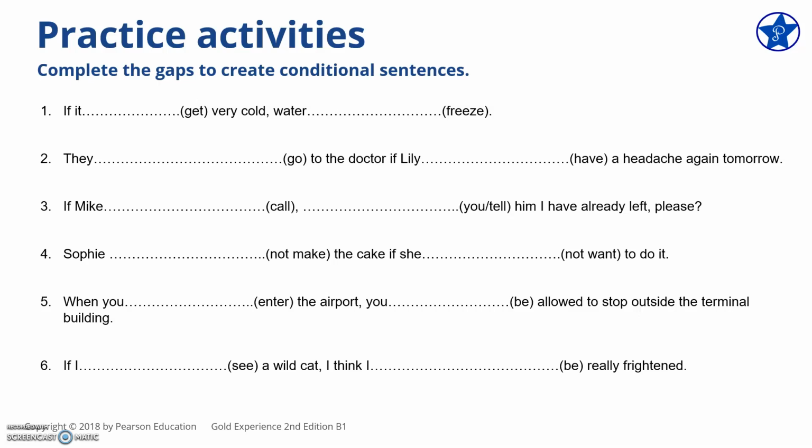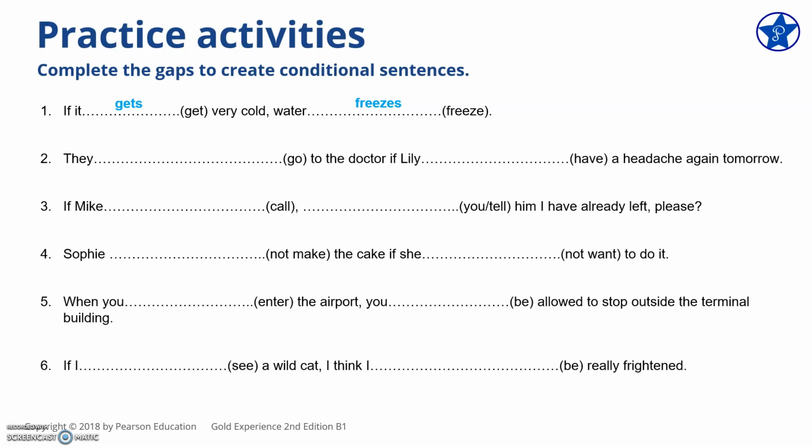Well, it's definitely probable. Now, is it about now or is it always true? It's always true. So we need zero conditional because it talks about possible situations which are always true. So if it gets very cold, water freezes. You got if, present simple, comma, present simple. Let's have a look at one more together.